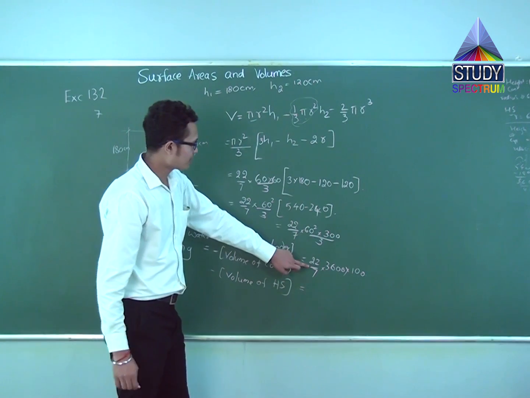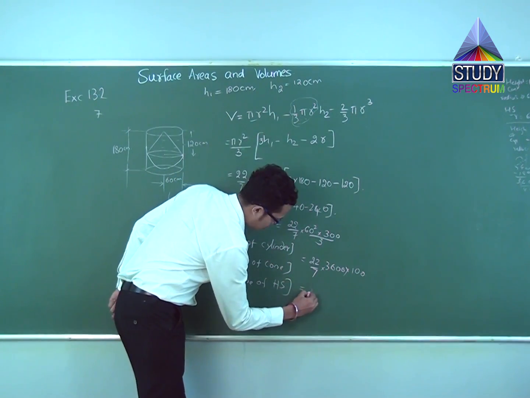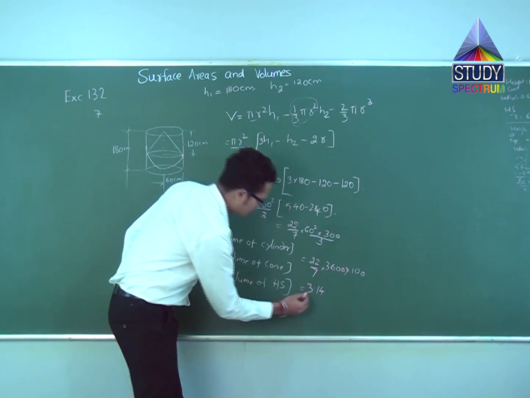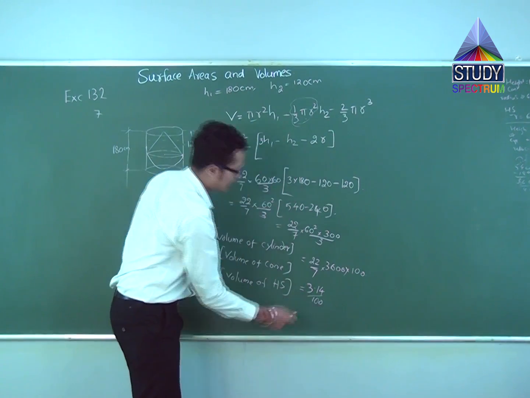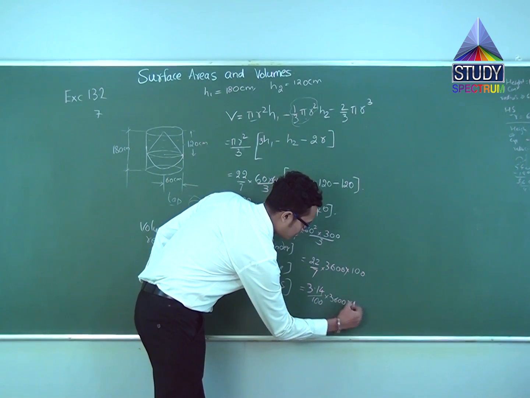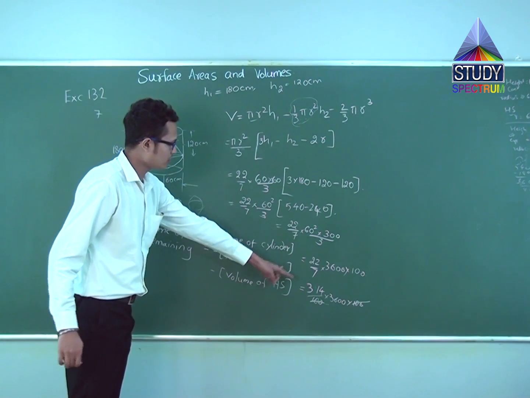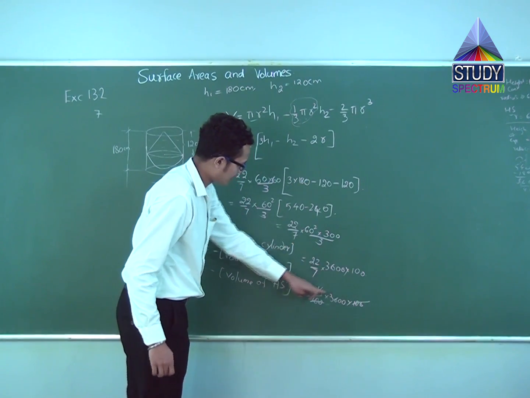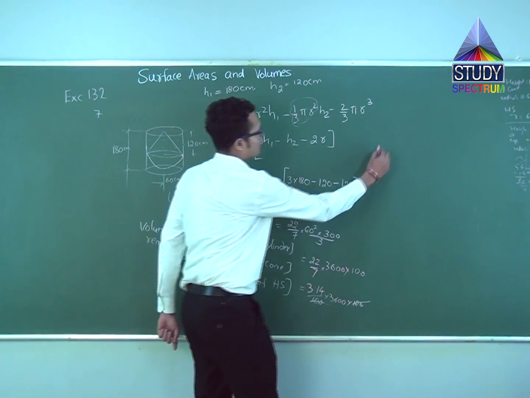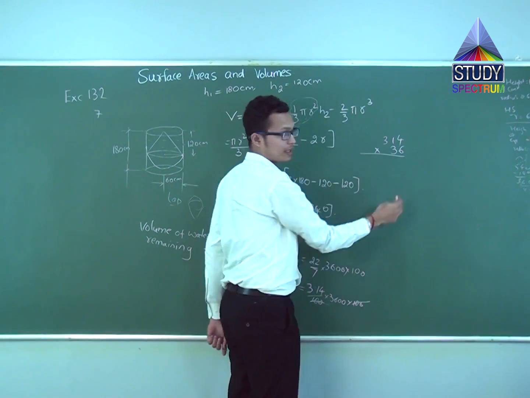I'd like to write 22 by 7 as 3.14, because 3.14 can be written as 314 by 100, and this 100 goes out with that. Calculation becomes easier, and there is no point here. After removing the point, we have cancelled out this 100 with the denominator 100. Now what we have here is 314 into 36. Just multiply that.